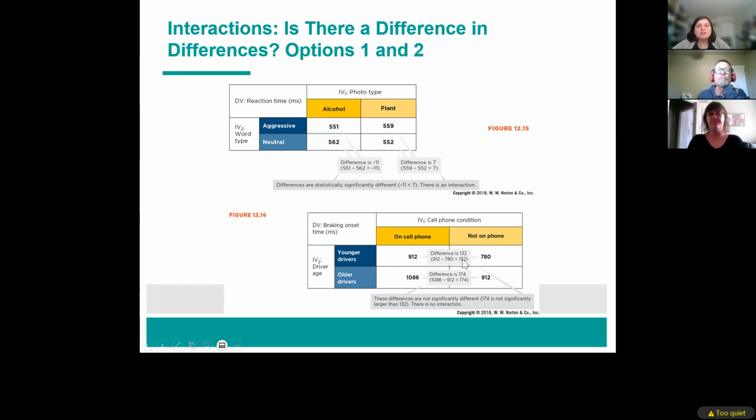Here it would be the same thing. The difference between younger drivers and older drivers is 132, and the difference between older drivers on the cell phone and not on the cell phone is 174. The differences were not statistically significantly different, so there was no interaction here. So how many interactions do we have in this table again? 4. So this is 2 of the effects, so we would have 1 more that we could do after this.